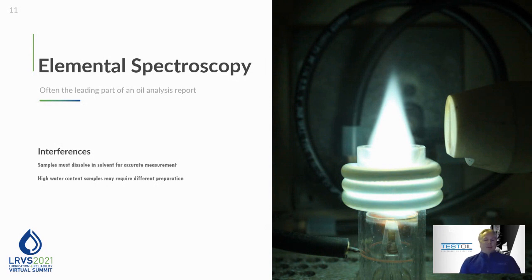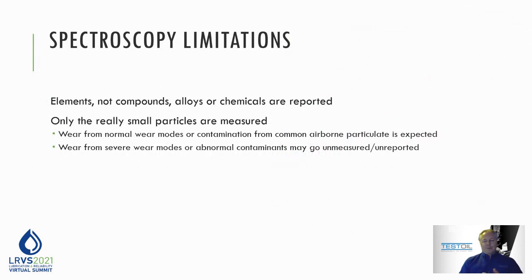But another quick comment here about elemental spectroscopy is what are the limitations to this test. So already having seen these, I can summarize it as this. Remember, we're measuring elements, not chemicals, not compounds, not alloys. We're only measuring the really, really small particles. We're not really measuring anything large. So what that means is that if we did have very severe wear or very severe contamination, this test might not tell us anything along those lines, might not give you the slightest clue that that is happening.